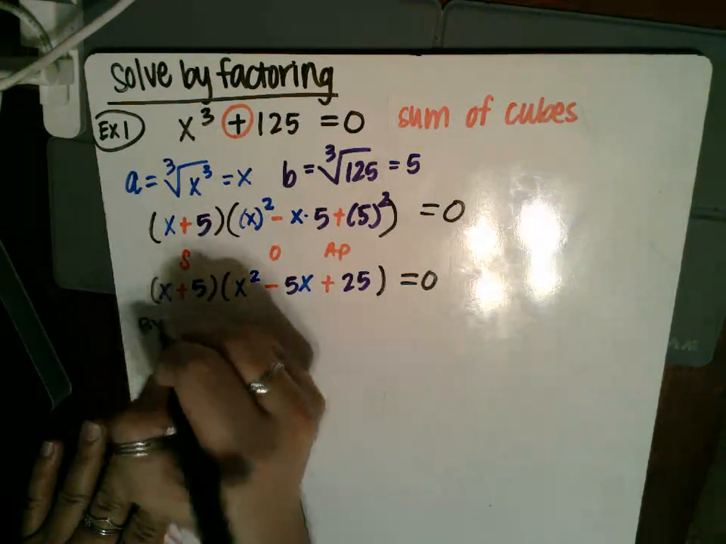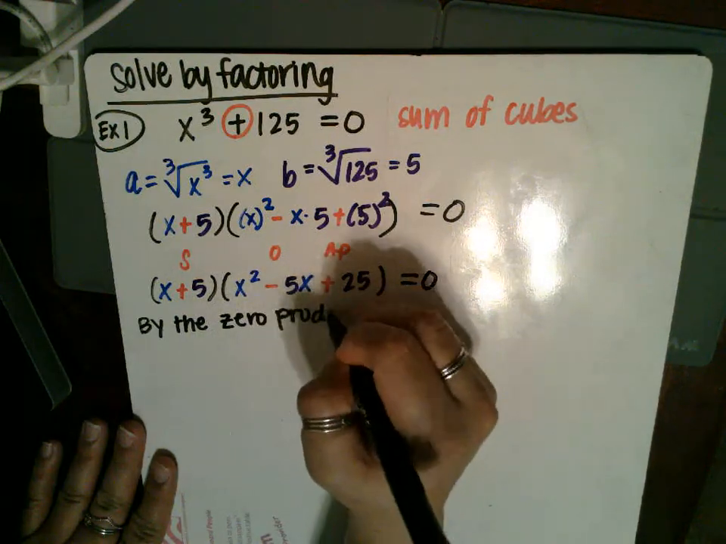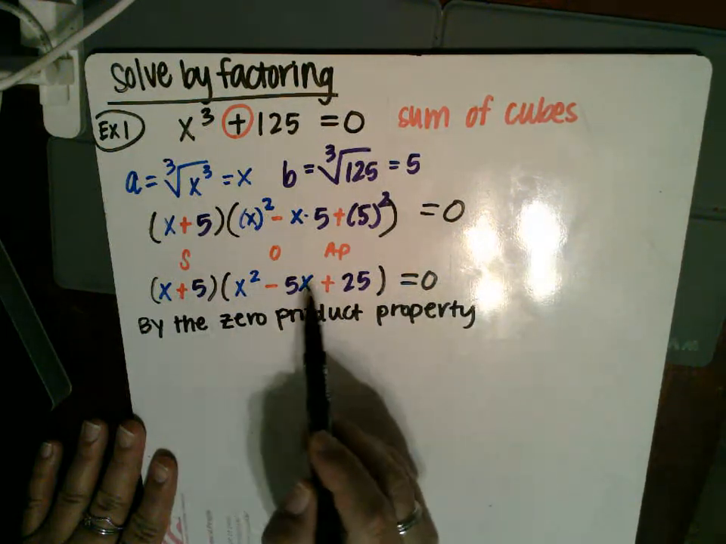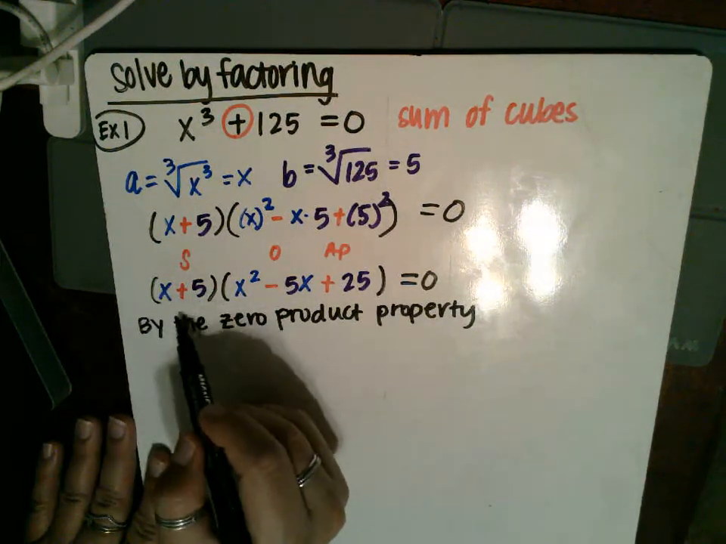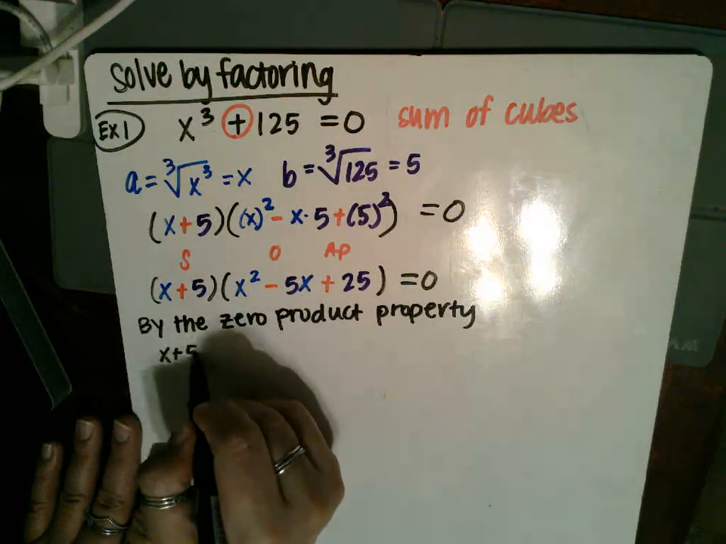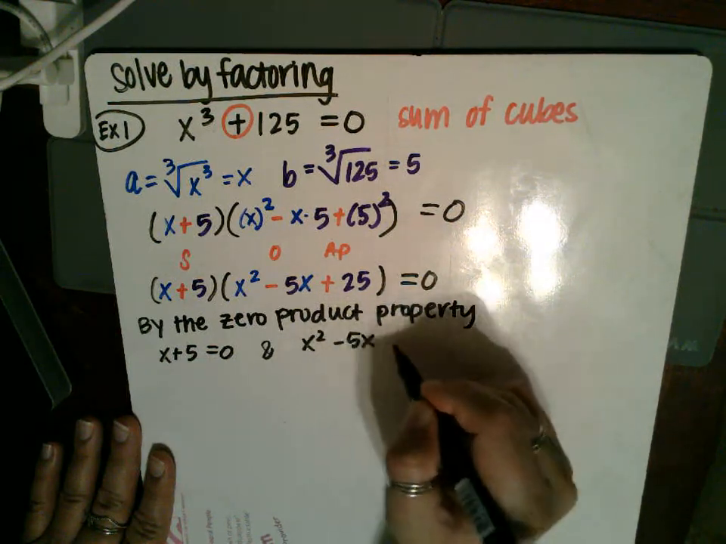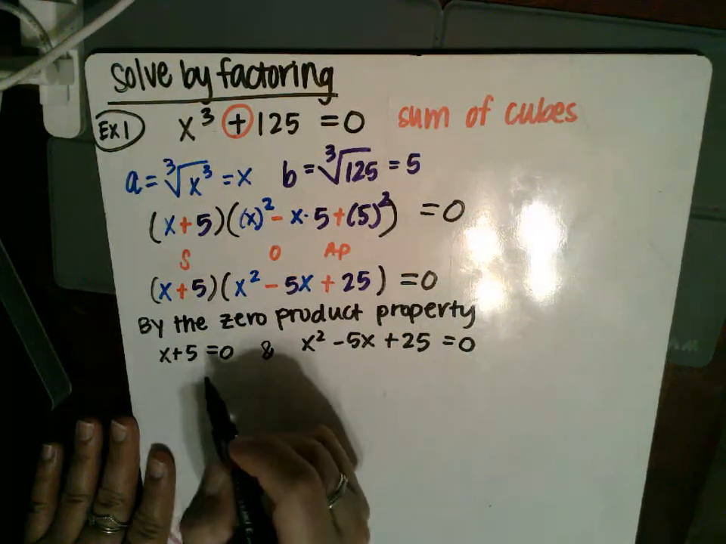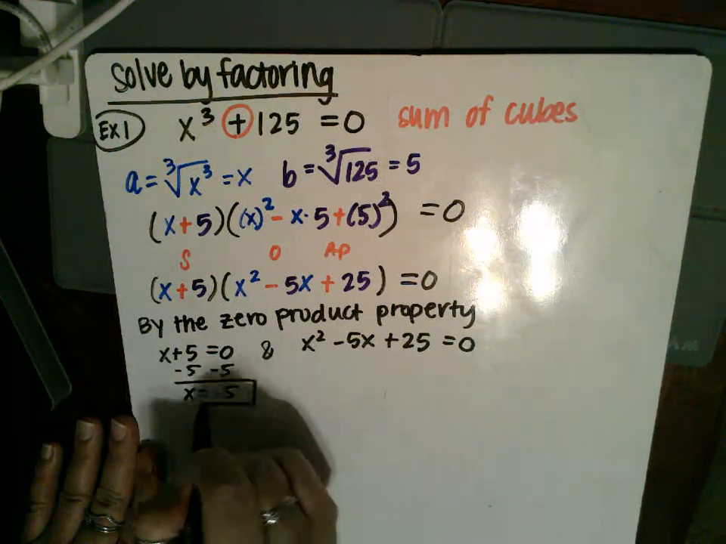So we know that by the zero product property, the only way that this product of two polynomials will be equal to 0 is if either the first thing is equal to 0 or the second thing. So I'm going to set both of them equal to 0. This first one is nice and easy because it's a linear term. We subtract 5 and we get x equals -5 as one of my solutions.